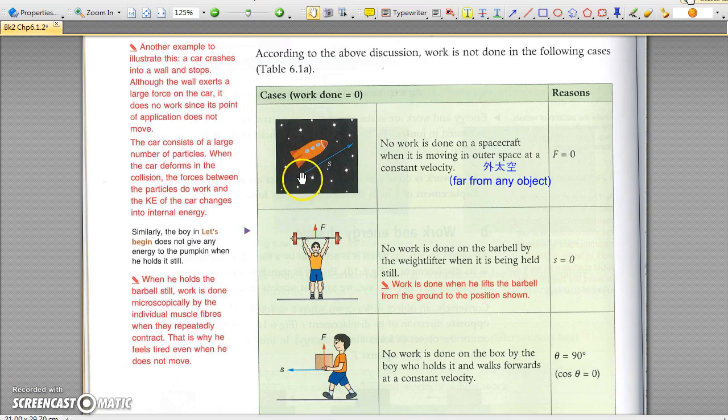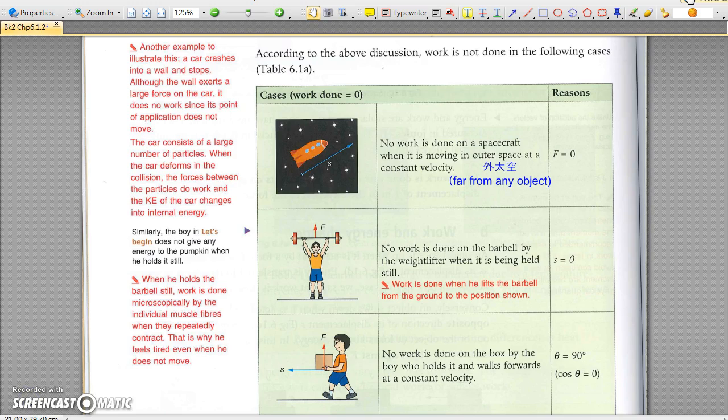First, when a spacecraft is in outer space, where there is nothing else nearby, it will travel at constant velocity, and there's no work on the spacecraft as there's no force acting on it. In the second case, there is also no work on the barbell when the weightlifter holds it still, as there is no displacement. Lastly, there is also no work done on the mass when you hold it and travel at a constant velocity.